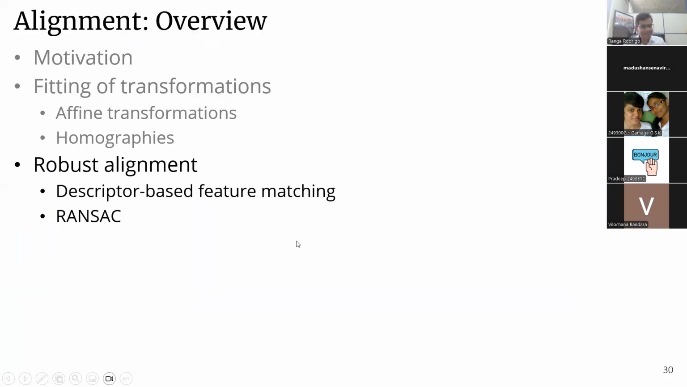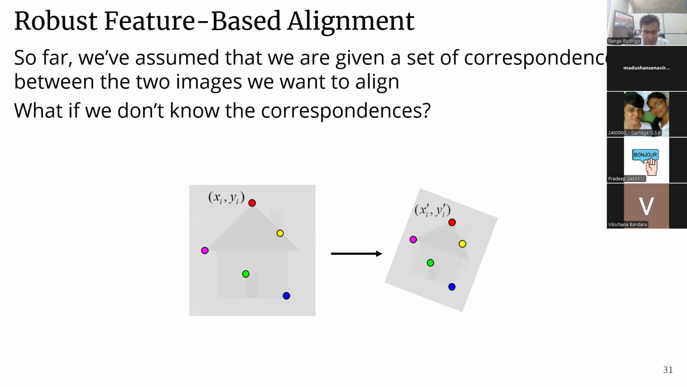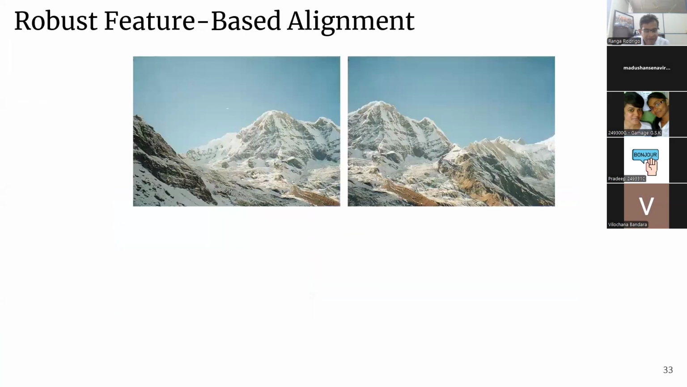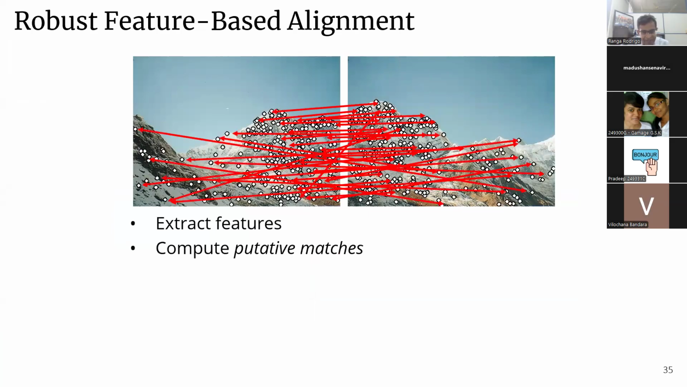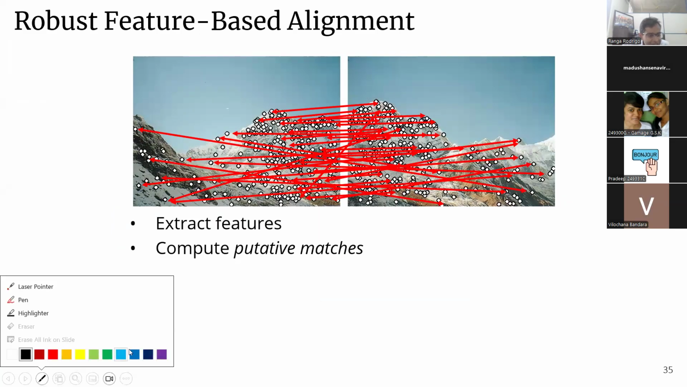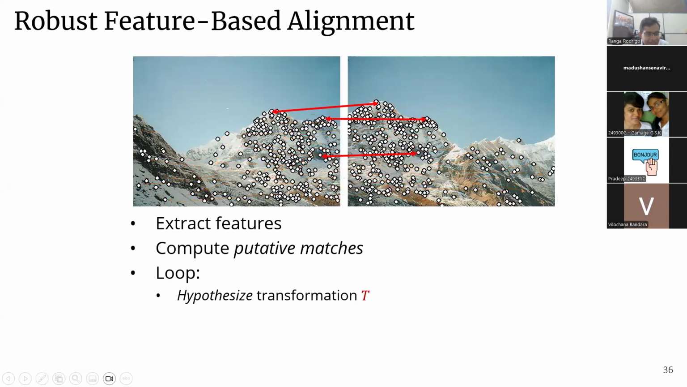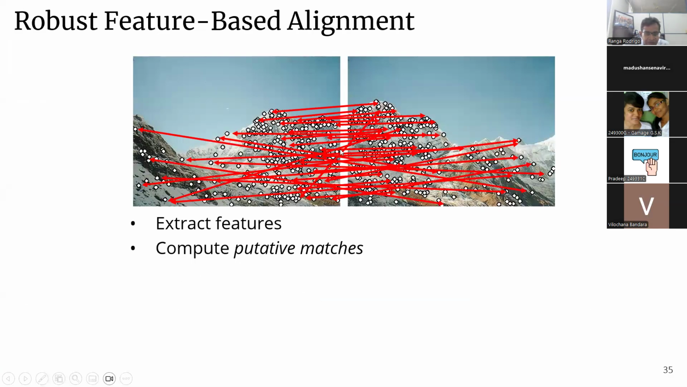So let's see robust alignment, how that is done. Robust feature-based alignment: so far we have assumed that we are given a set of correspondences between two images and we want to align. If you do not know the correspondences, what's the situation? We have to do robust feature-based alignment. Extract features in both images and then match. You can see there are obviously incorrect matches. By looking at the geometry, you know that some matches are incorrect. For example, this match, you know that it's incorrect.